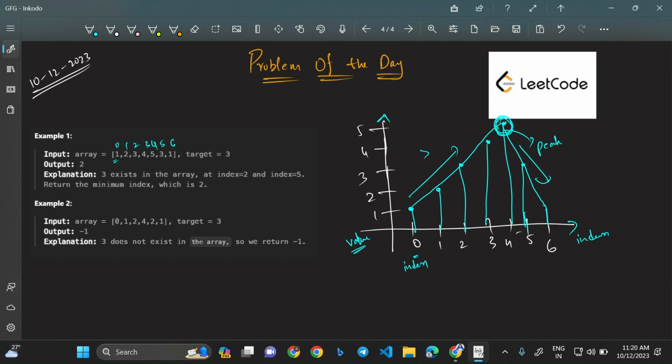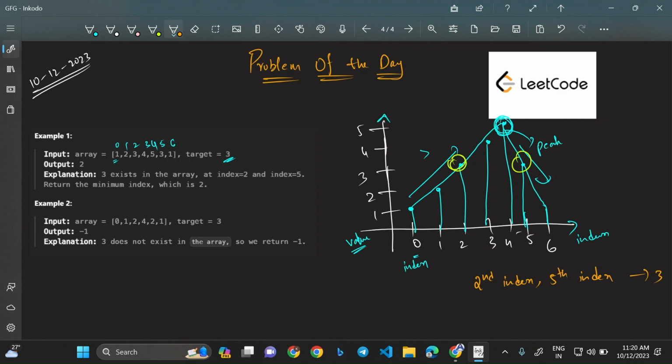So this is how it's given, and they're asking to find the target value. What is the target value? 3. So how many occurrences of 3 are there? Here we have 3. So this is occurring at 2nd index as well as at 5th index. All right, so we have the value 3 at 2 indexes: at 2nd index and 5th index.